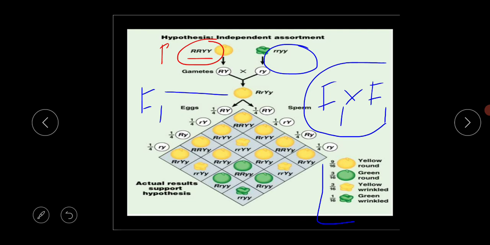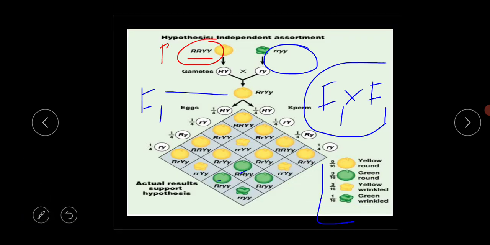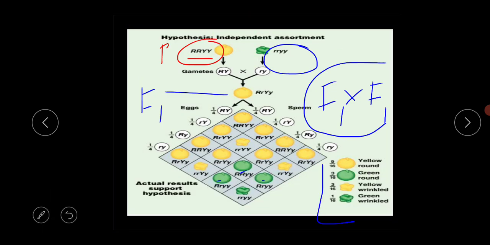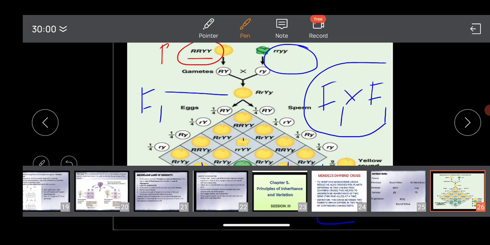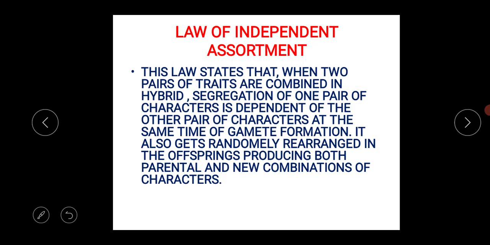And 3 are the green round: 1, 2, 3. Next, 3 are the yellow wrinkled: 1, 2 and 3. And the last one, only 1 is the green wrinkled. This is 1. So this is the basic phenotype of Mendel's dihybrid cross.